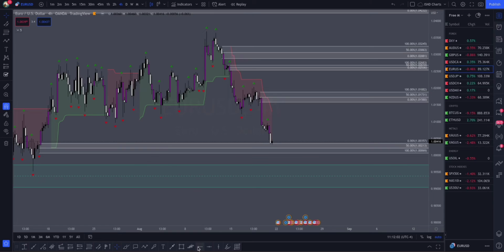possibly filling in imbalance here, so it might be short profits, taking partial profits, moving stop loss into profit, and just kind of letting it run or go. All right, so that is Euro USD.